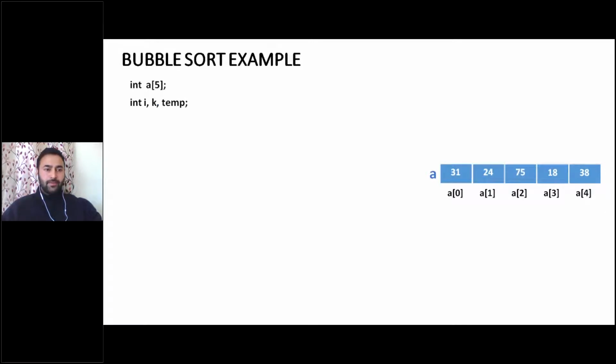Now these are the variables: i for the outer loop, k for the inner loop, and temp for swapping. See, this is the outer loop for counting the number of passes. If there are 5 elements, then the number of passes should be 4. So this loop will start from 1 to 4. Okay, so it will run only 4 times. If there are n elements, then you have to write the code for i equal to 1, i less than n. Okay, so it will run for n-1 times.